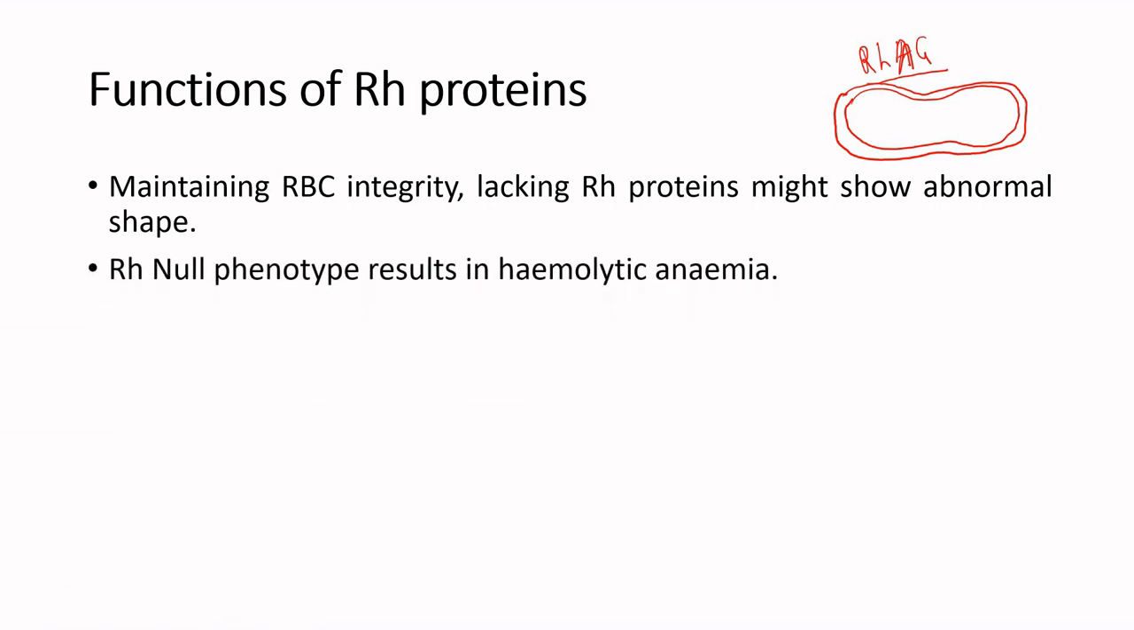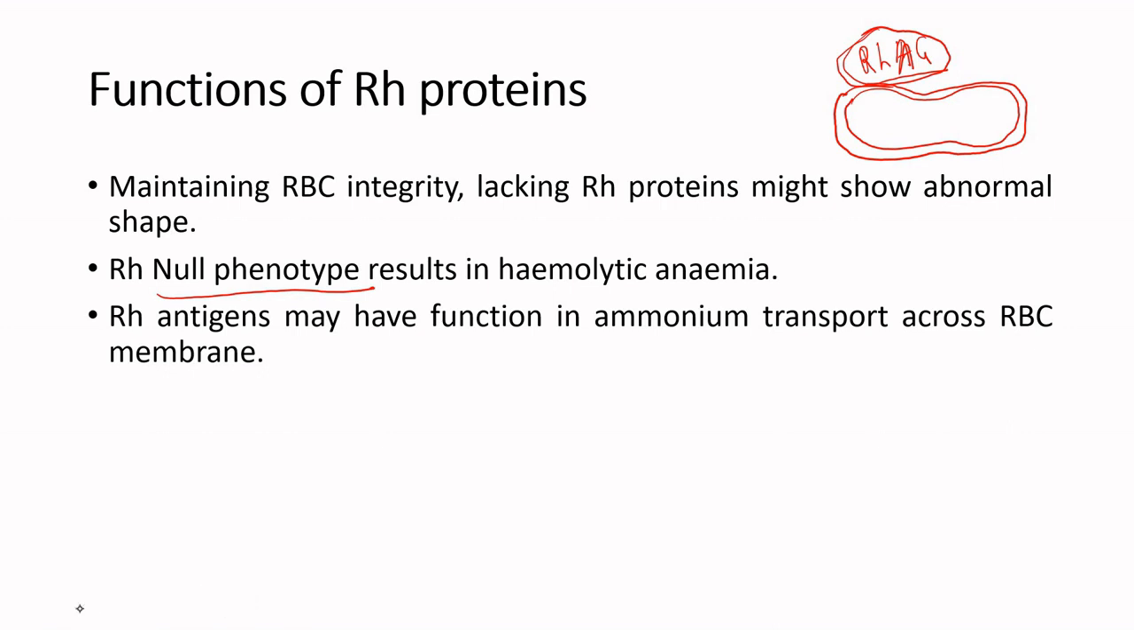The Rh null phenotype results in hemolytic anemia. As I told you just now, suppose a person who does not have RHD antigen or RHAG itself, in that case such a person or such a phenotype will be termed Rh null phenotype, and that particular phenotype can result in hemolytic anemia.